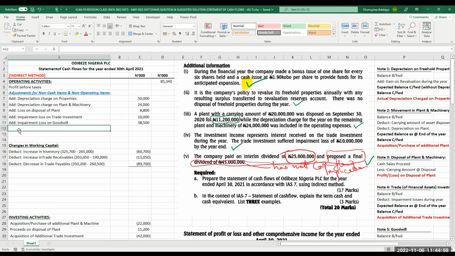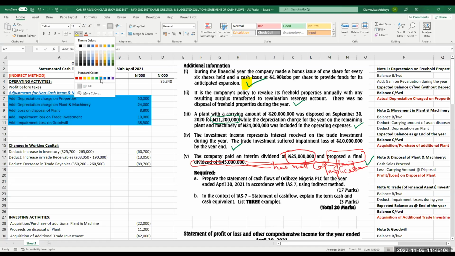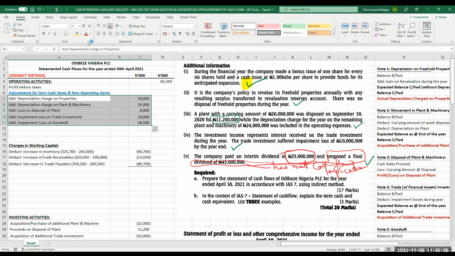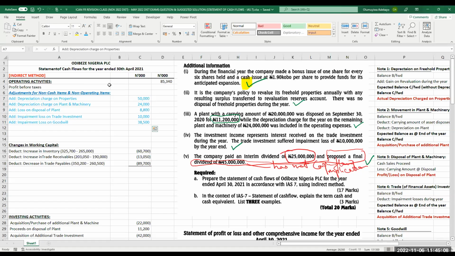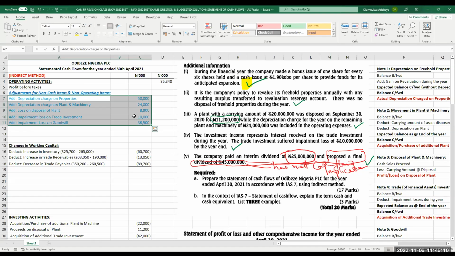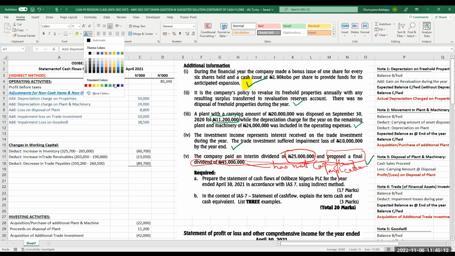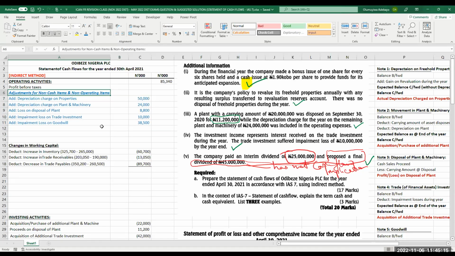Now, let's come back here. All of these items here relate to non-cash items, while some of these other items relate to non-operating items. And what are they?